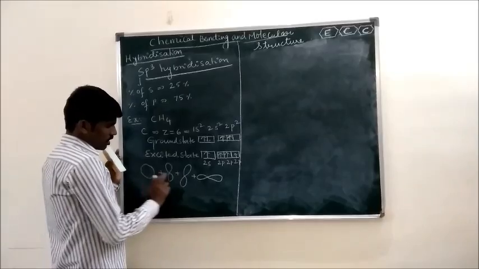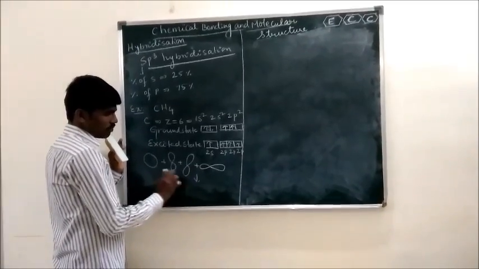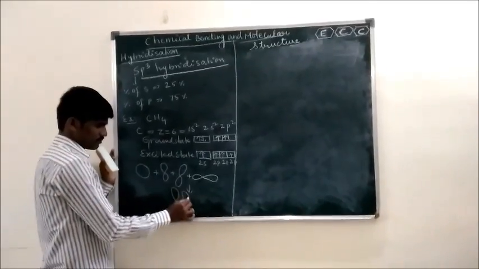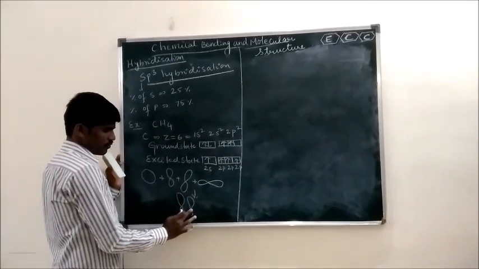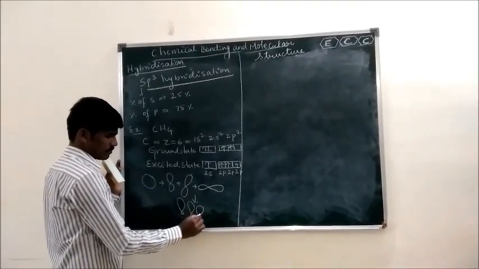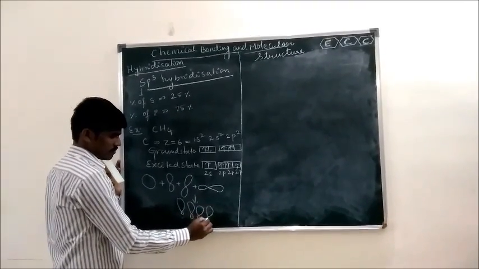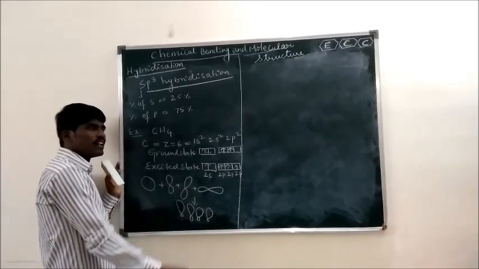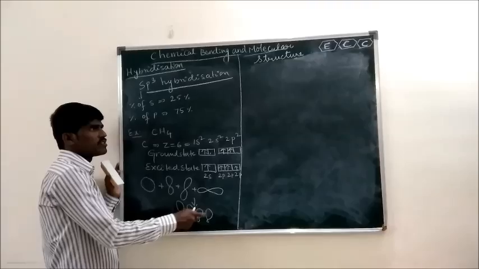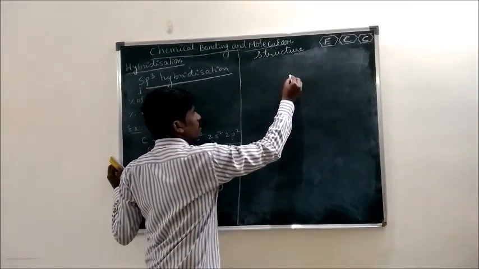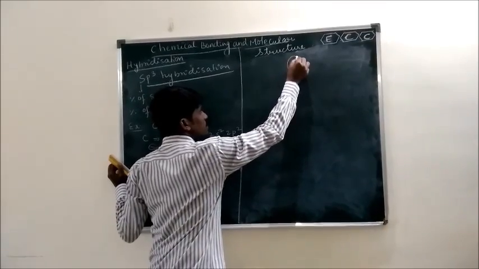Right? And total how many are there? 4 atomic orbitals are there. You will get 4 hybrid orbitals. These are the 4 hybrid orbitals. And these 4 hybrid orbitals can be arranged in such a way in space to reduce the repulsions. Let's see how these hybrid orbitals can be arranged in space.